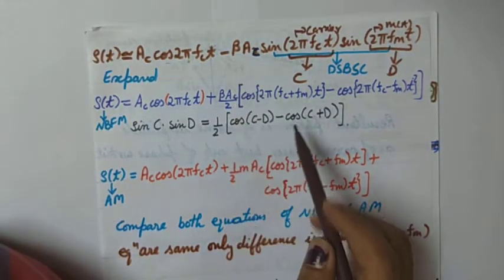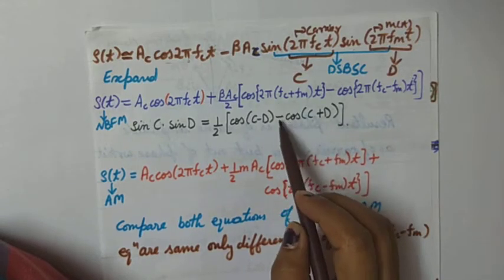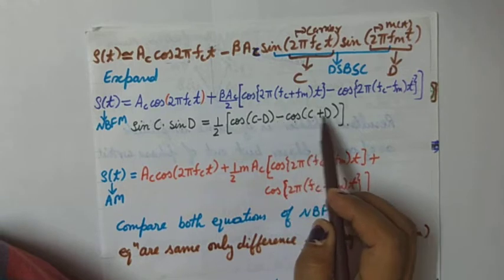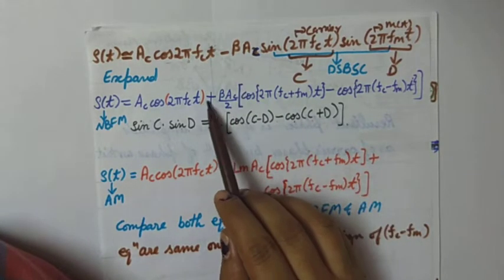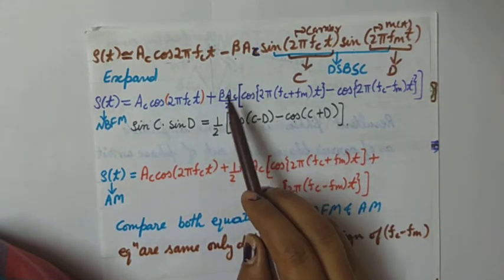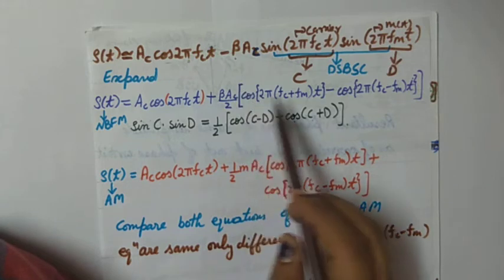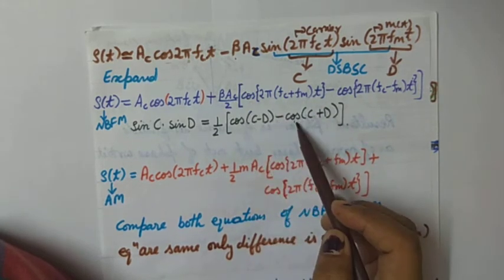So if I write the C plus D term beforehand, since it is with minus, so minus cos C plus D, and this minus will become plus. So I put plus here. And by 2 we have beta AC by 2, and now inside we have cos. We are writing the minus term first, so it is cos C plus D.